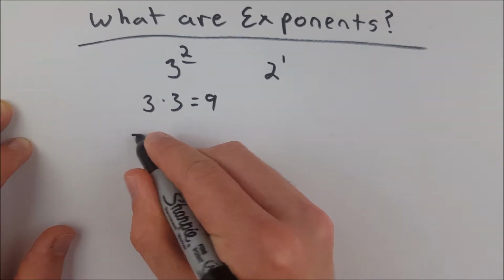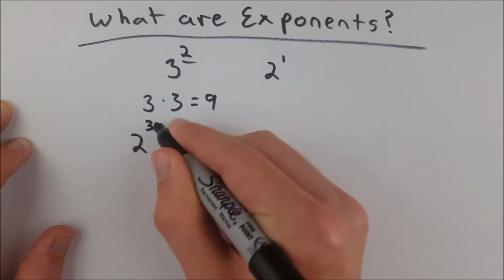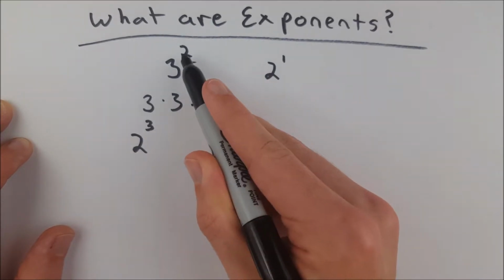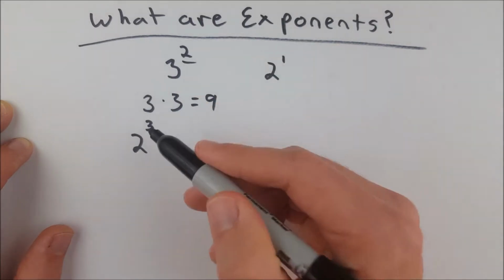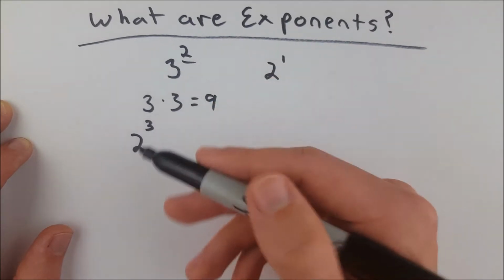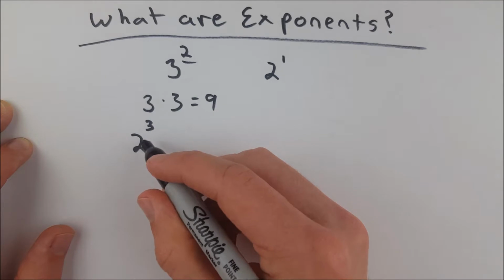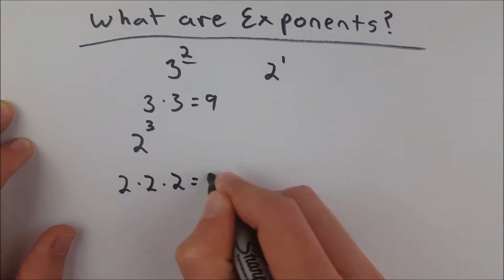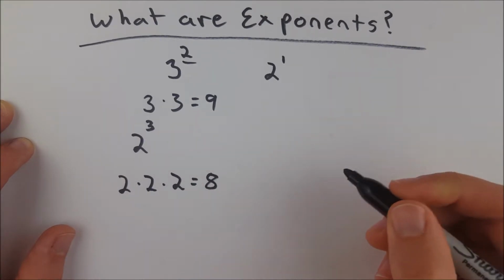One more example. If we look at 2 cubed, which is 2 to the third power, and all the rest of the exponents don't have special names. 2 is squared, 3 is cubed, the rest is just to the fourth power, to the fifth, to the sixth, etc. So this just says use 2 3 times in a multiplication, and that is 8. So 2 cubed is equal to 8.